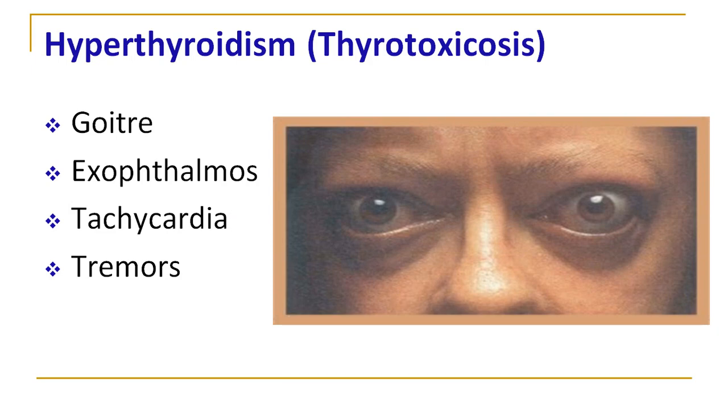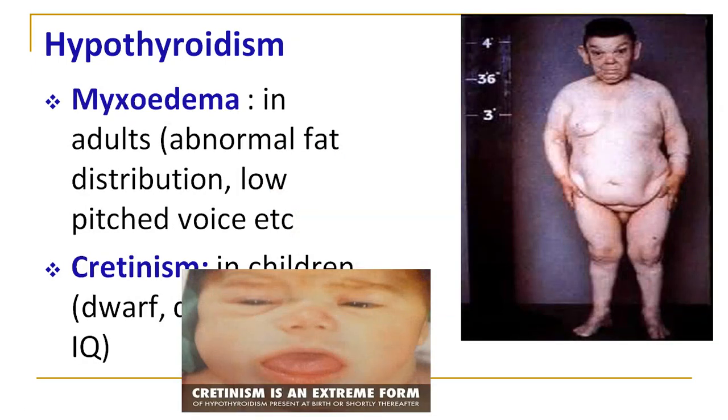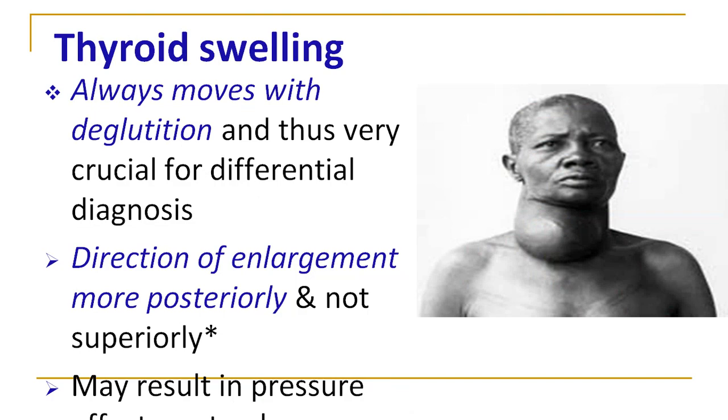And if you ask the person to stretch his hand out, there will be to and fro movement of his fingers, which is called tremor. And if you auscultate him, his heart rate and blood pressure, everything will be high. It's tachycardia, he will be hyperactive. Whereas in hypothyroidism or myxedema, the person has abnormal deposition of fat because BMR is low, a low pitched voice, similar to a child, dwarfism, and IQ may be low, especially in pediatric cases, resulting in cretinism. In adults we call hypothyroidism myxedema, in children we call it cretinism.